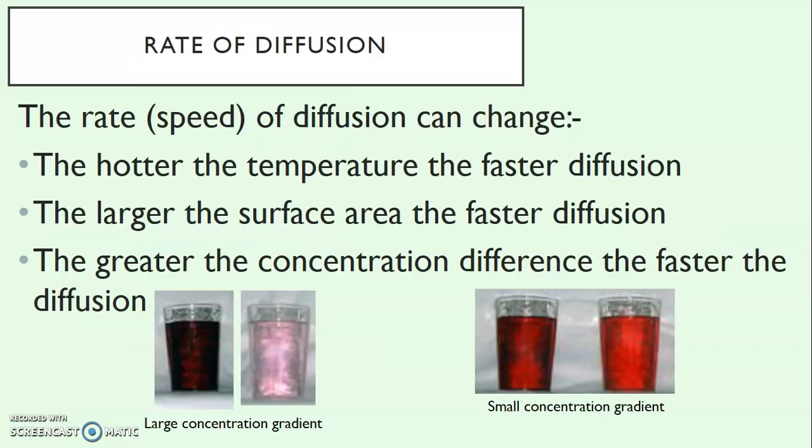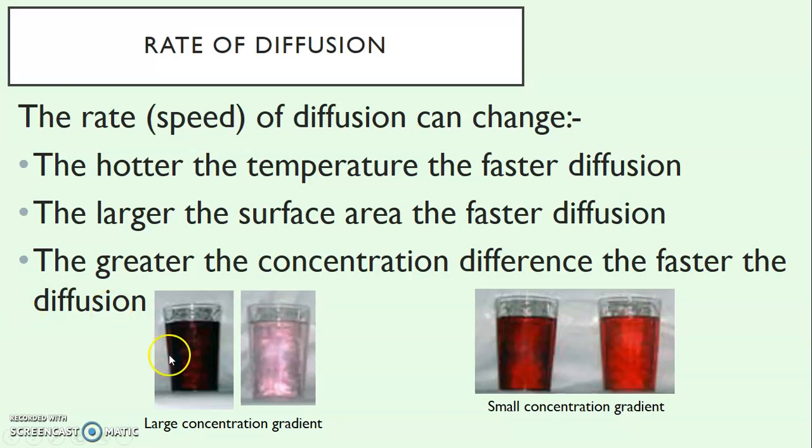Now, the rate of diffusion can change, and there are 3 main things that are going to have an impact. The first one is the temperature. So the hotter the temperature, the faster the diffusion, and that is because when it's hotter, those particles will move faster because they've got more energy. If you've got a larger surface area, there's more spaces where diffusion can happen. So that's why in the lungs, you've got the alveoli, which increase the surface area. And then finally, the greater the concentration difference, the faster the diffusion, and we call that a concentration gradient.